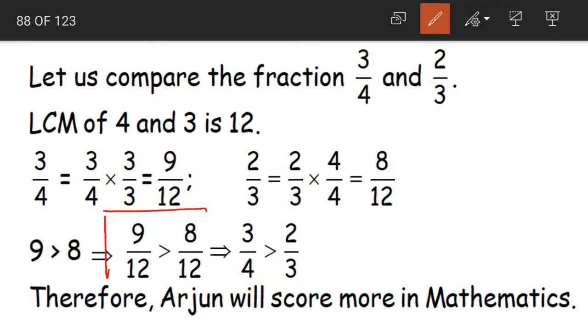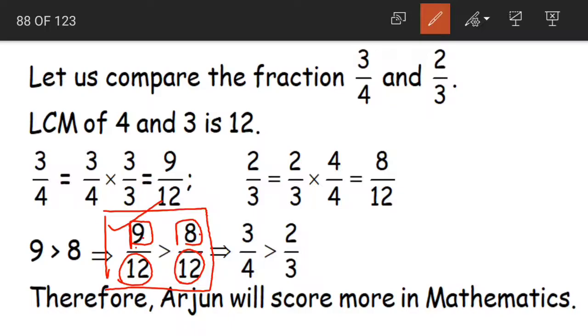Now as these two are like fractions, how do we compare? Here the denominators are same. 12 and 12, the denominators are same. So we compare the numerators. The fraction with the greater numerator is our greater fraction.